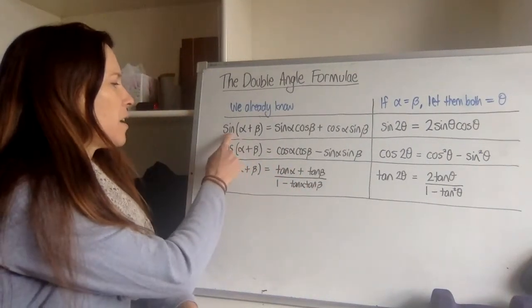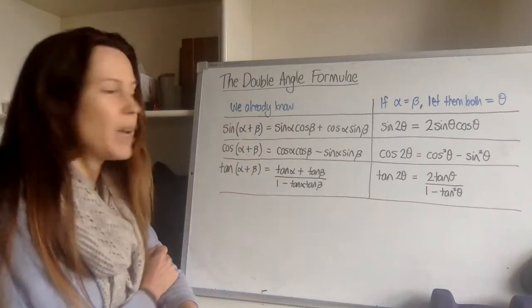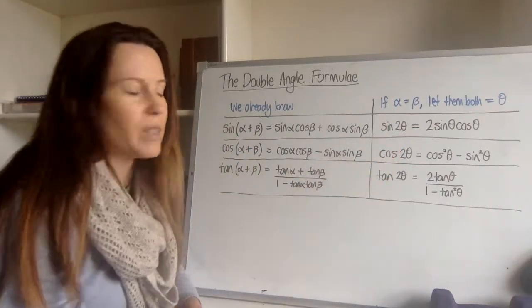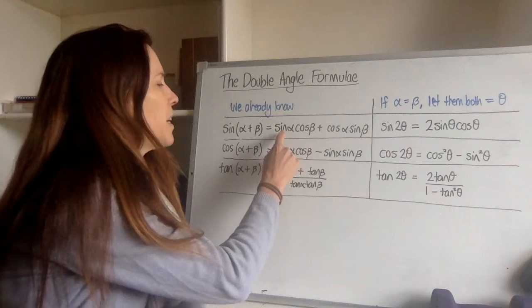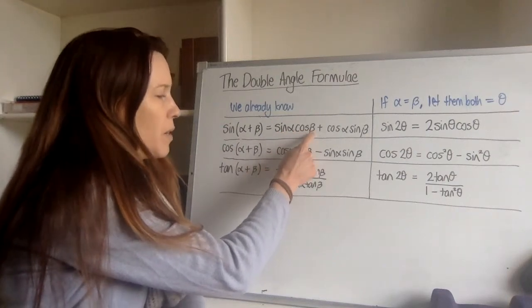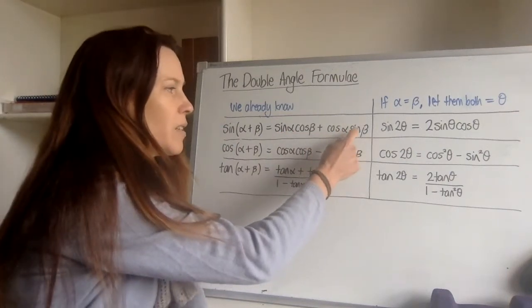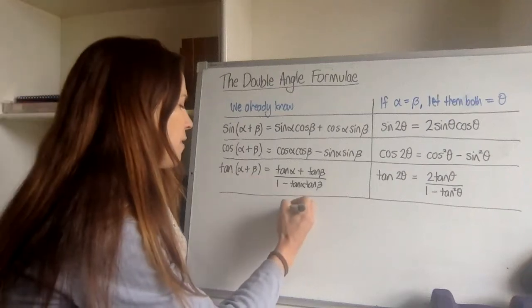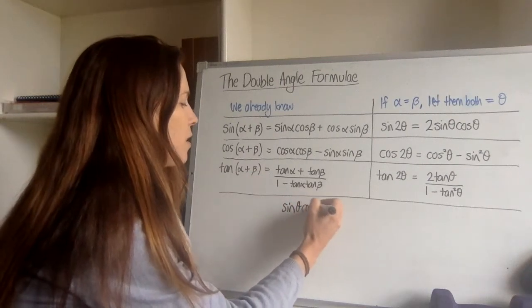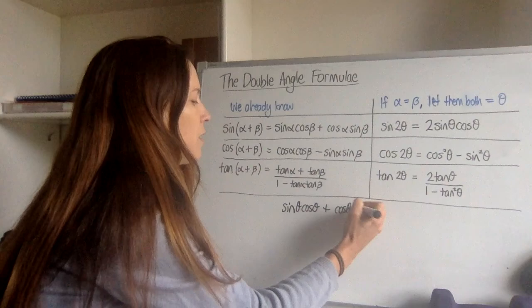If we had the sine of theta plus theta, we would have the sine of 2 theta. And what would that be? Well, you'd get sine theta cos theta plus cos theta sine theta. Now, let me write that down for you down here. Sine theta cos theta plus cos theta sine theta.